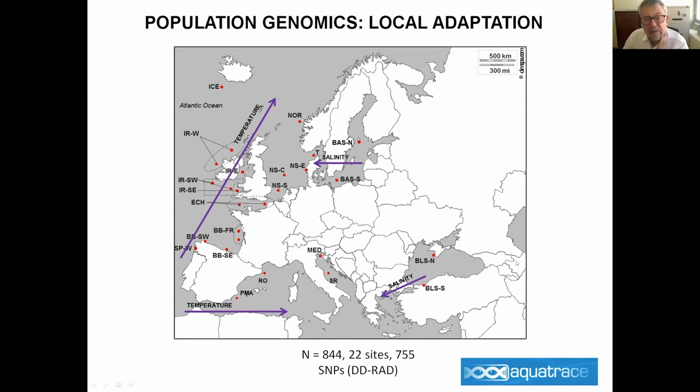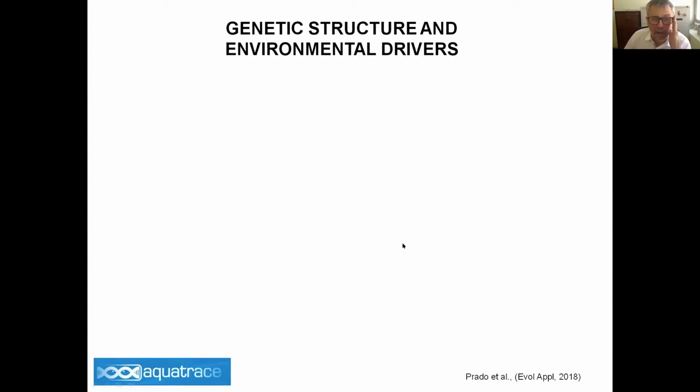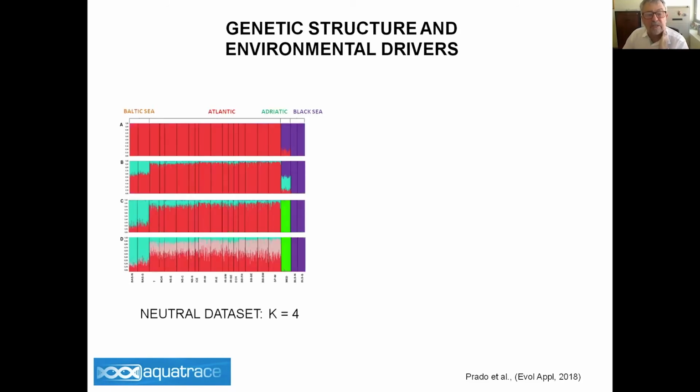Turbot is a very important species for fisheries, but it is also very interesting from the population genomics point of view because it is represented across the whole European coast, from the Baltic Sea to the Black Sea. So very important environmental drivers like salinity and temperature are probably shaping the turbot genome. Using ddRAD sequencing with the turbot genome as reference, and a neutral data set, we could identify the four main units across the European coast: the Baltic Sea, the Atlantic, the Mediterranean, and the Black Sea.